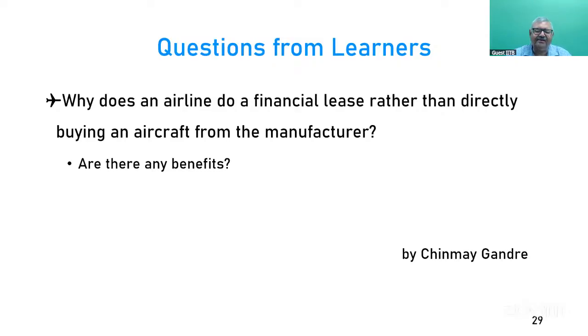So please watch the lecture very carefully. You will find ample discussion on why leasing is done. In fact, in lease also there are various types. There is a wet lease, there is a dry lease, there is a damp lease. So even within lease, there are options of committing more money or less.